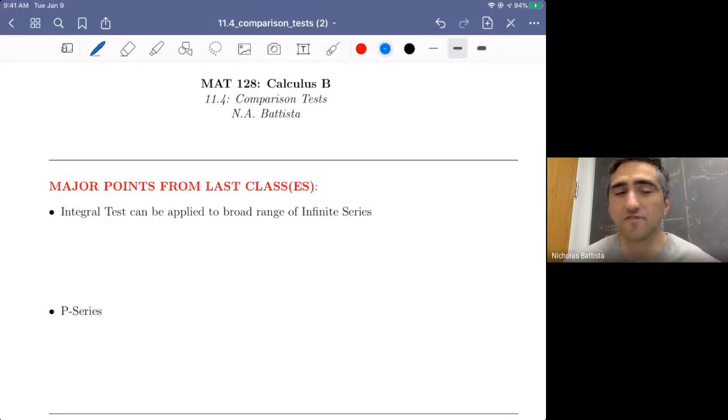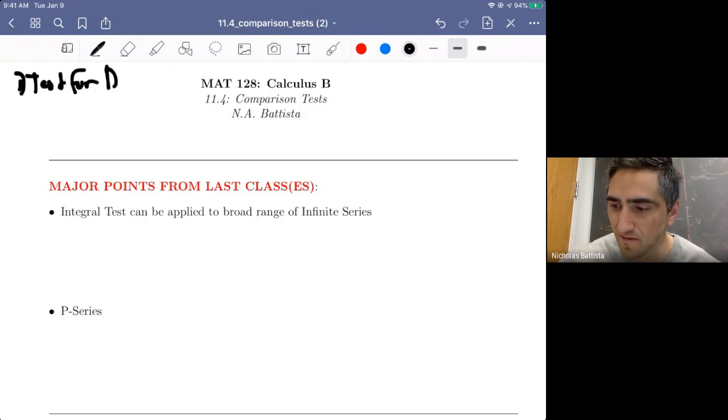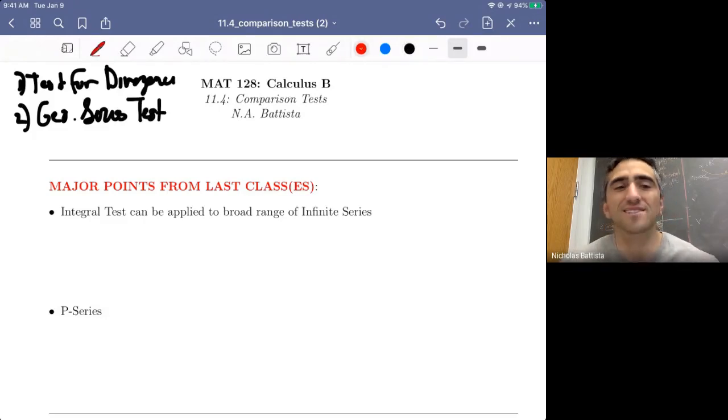If we just remind ourselves what we've talked about so far for series convergence and divergence tests, we had the test for divergence. We also had the geometric series test. And now we're starting to develop a class of series convergence and divergence tests that can be applied to a broad range of series. The first one that we did was the so-called integral test.